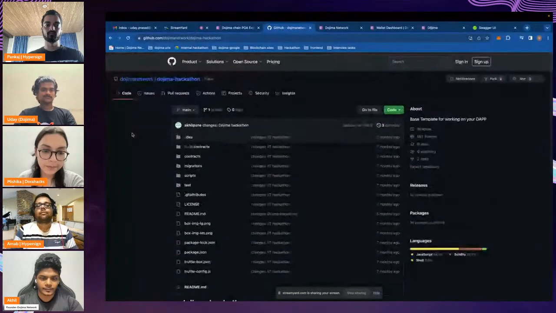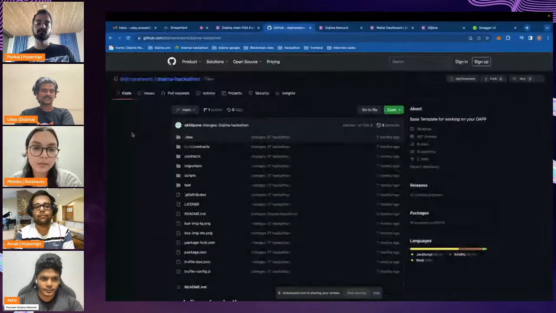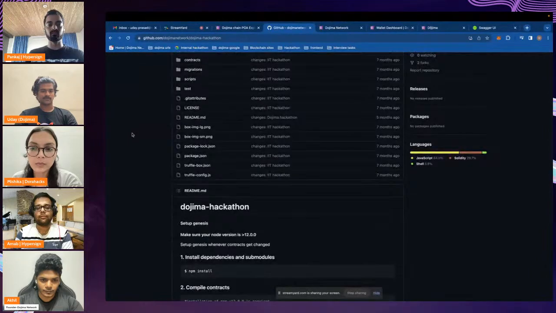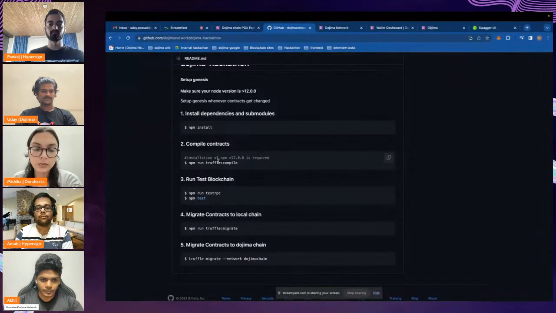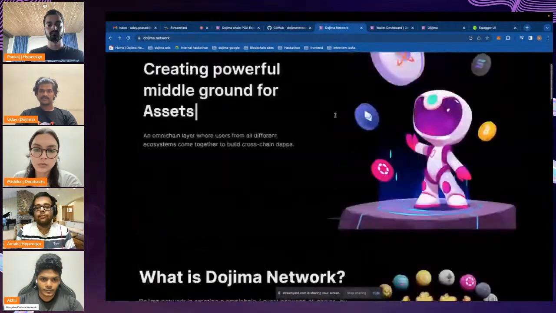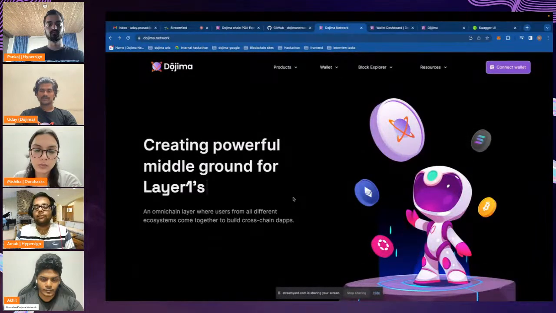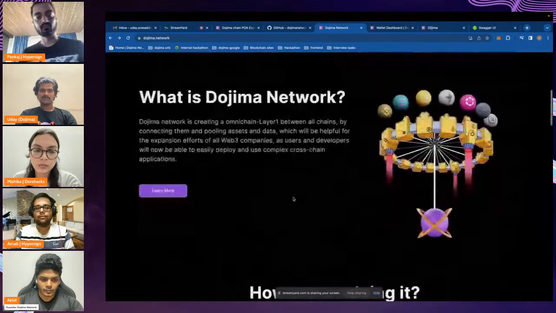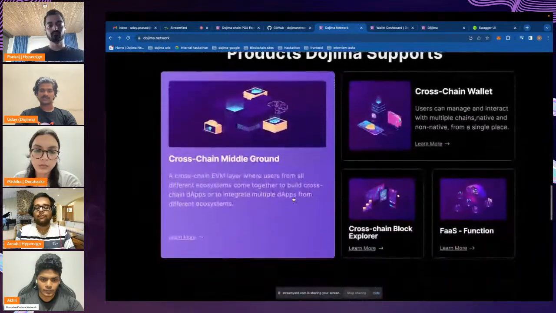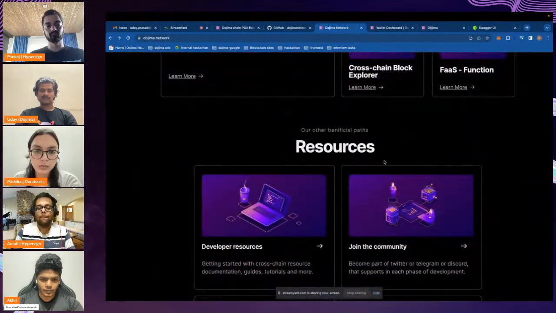Okay, so this is the basic Dojima Hackathon repo, which developers can use to deploy their contracts, following the simple steps present over here. And we also have our main Dojima network website where you can go through what we are trying to do, what Dojima network is, what products we are supporting, and everything about Dojima.